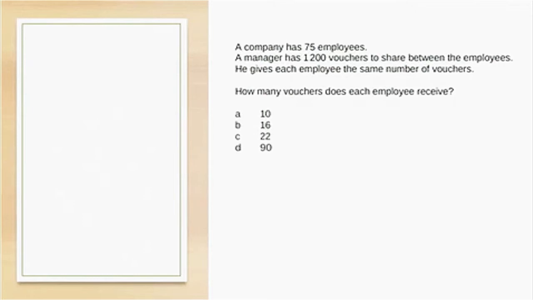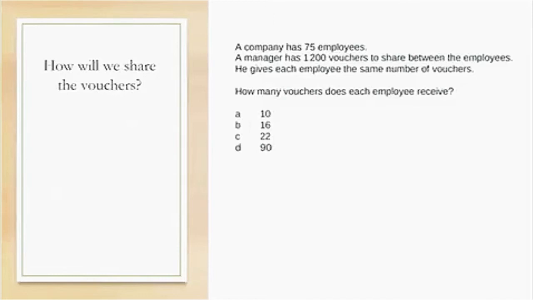Next question. A company has 75 employees. A manager has 1,200 vouchers to share between the employees. He gives each employee the same number of vouchers. Now, he could have lined them up, 75 of them, and just walked around and given them one at a time, but that might take some time. So let's see what else he can do. We're pretty much asking, how can he share the vouchers in a very efficient way?